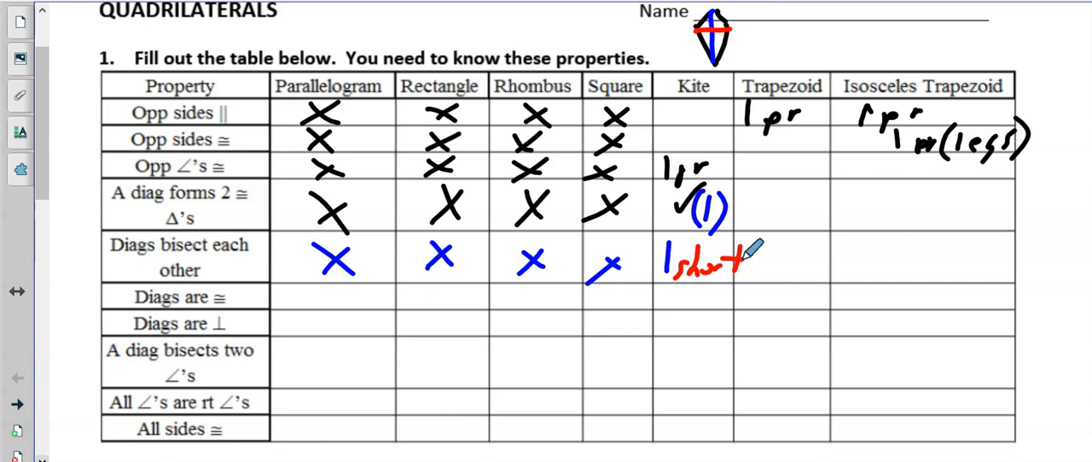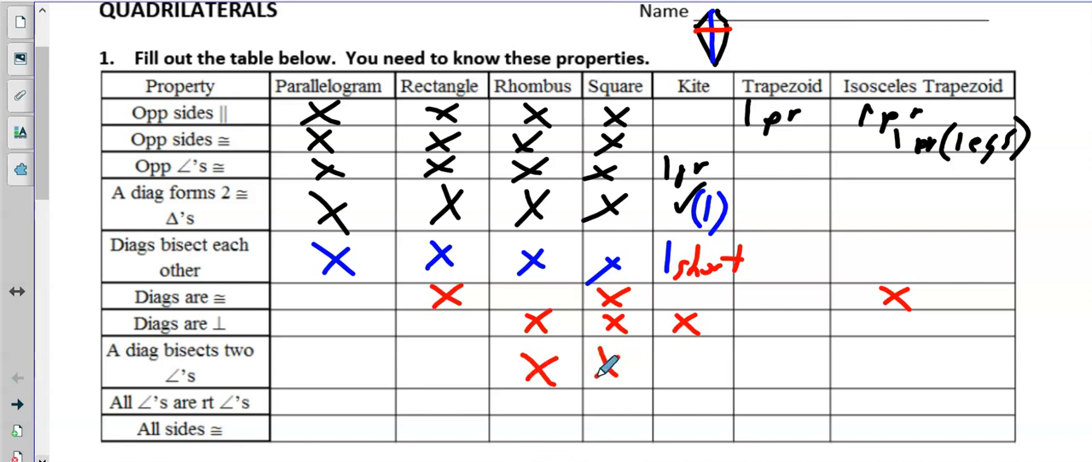Diagonals are congruent. That is just on a rectangle, and the square, so the square is a rectangle, and then also on the isosceles trapezoid. Next, diagonals are perpendicular. That is on the rhombus, the square, and on a kite. That's where you get the stability for the kite. A diagonal bisects two angles. That is only on the rhombus and the square.